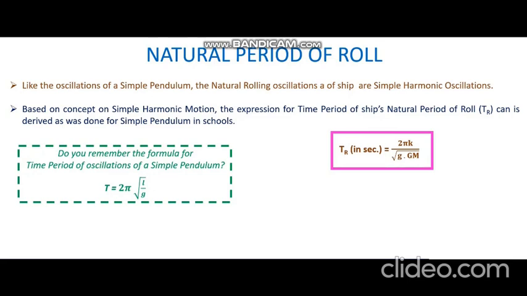TR in seconds, time period of roll in seconds. This natural roll we are talking about is 2 pi k upon square root of g GM. Now, what is in this K? K is the radius of gyration about the axis of roll, whichever is the axis of roll about which the ship rolls. What do we mean by axis of roll?